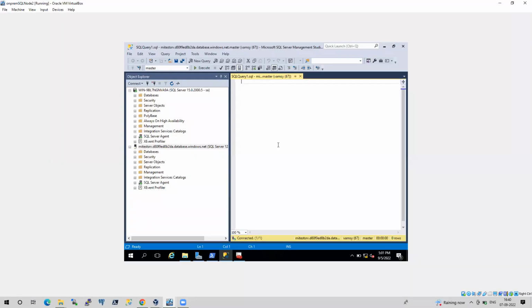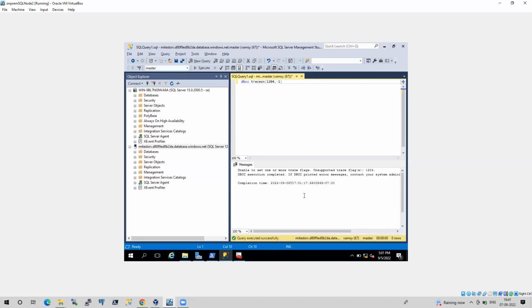So DBCC, I think he was trying to add 1204, which is the older trace flag for SQL 2000 and 2005. We used to add this flag. It will report in non-XML format. Let's try to add this. Unable to set one or more trace flags. It is not supported. Okay. It's not required, but I'm just trying it out.